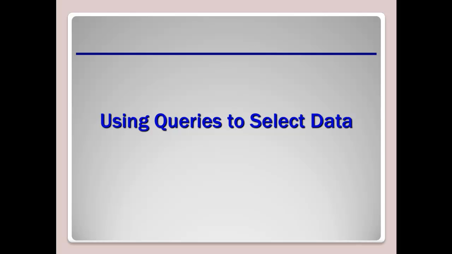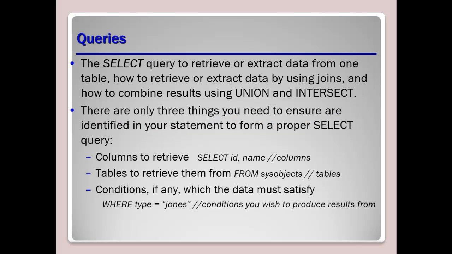Now, querying itself is considered a form of data modification because it involves changing query statements to obtain a desired output. No matter the name or descriptor, the object of any database is for the user to be able to extract data from it. Here, the select query is used to retrieve or extract data from one table. We'll also talk about how to retrieve or extract data by using joins, as well as how to combine results using the union and intersect clause.